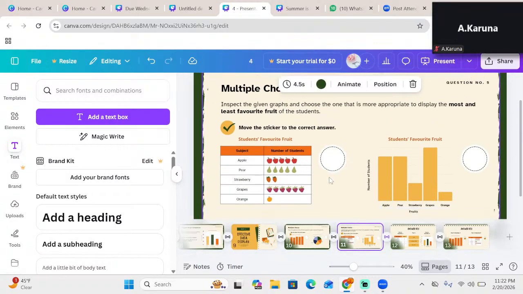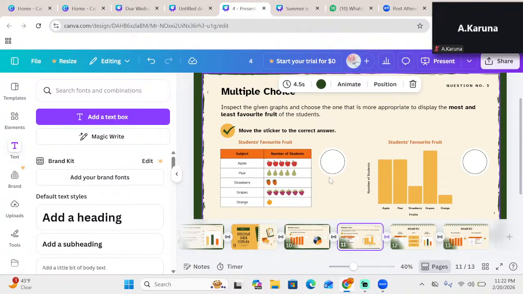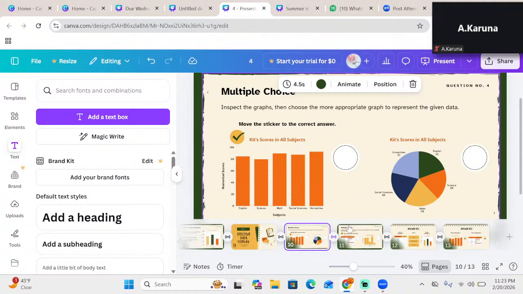Next question. Inspect the given graphs and choose the one that is more appropriate to display the most and least favorite fruits in the student. Well, this one, we have multiple tables. Both graphs work. Okay, none of them are wrong. There's just one that's better than the other that you can choose. But if you do either one of them, that's fine.